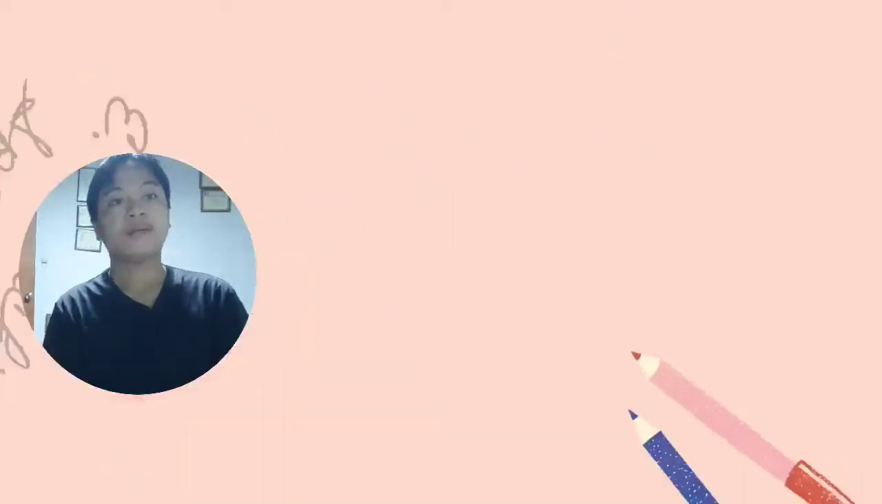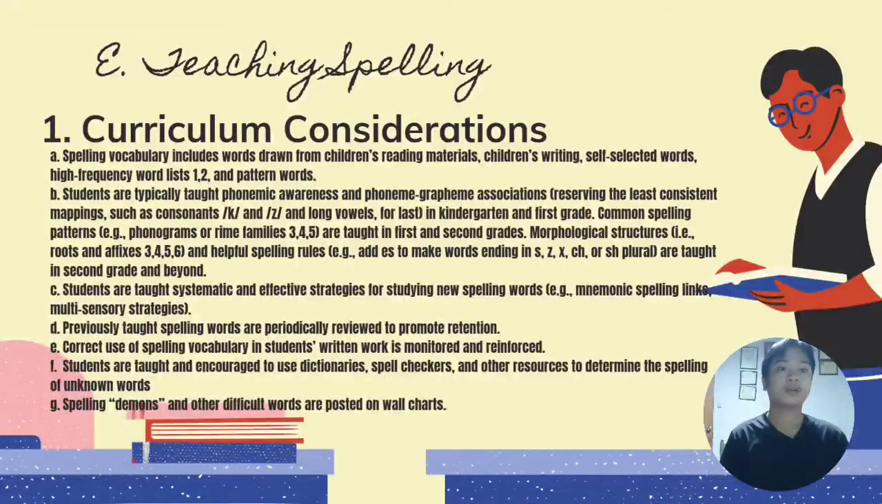Letter E, teaching spelling. So first, curriculum consideration. Letter A, spelling vocabulary includes words drawn from children's reading materials, children's writing, self-selected words, high-frequency word list from grades 1 and 2, and pattern words.